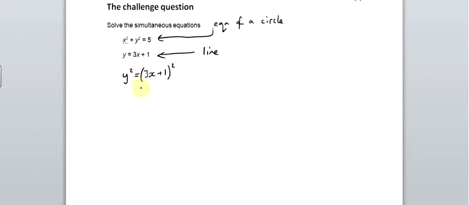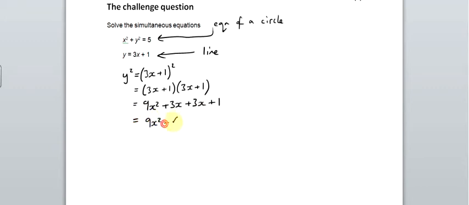And here is a possible mistake. A lot of people square the 3x and get 9x squared, and they square the 1, but they forget that actually you've got double brackets here. And when you multiply them out, you will get 4 things that will turn into 3 most of the time. So 3x times 3x is 9x squared, 3x times 1 is 3x, and another 3x, and a 1. So it's 9x squared plus 6x plus 1. And that's what this is. And now I can substitute.